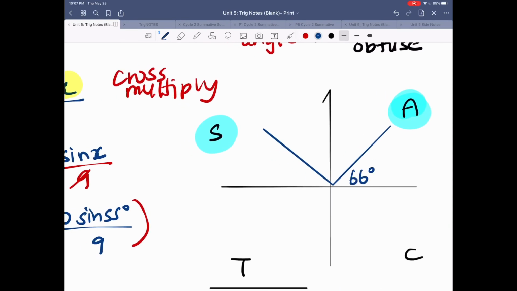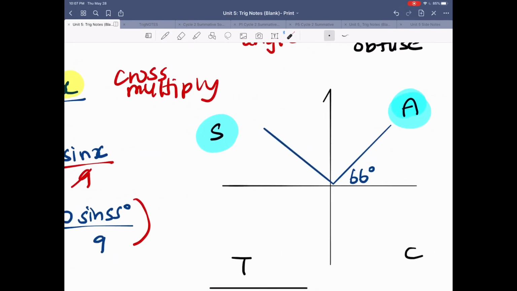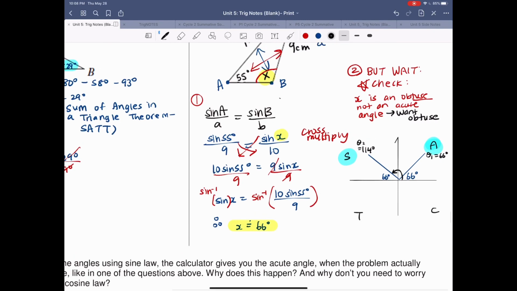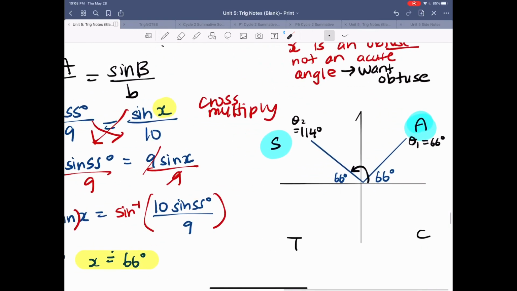But keep in mind that for these two, I have the same sine trig ratio. So when this is 66 degrees as well, my terminal arm for this other angle is going to be 180 minus 66, and therefore this is going to be 114. So basically my theta 1 is equal to 66 degrees, and my theta 2 is equal to 114 degrees. But between the two, based on the visual, my angle should have been an obtuse, which means that my answer has to be an obtuse.